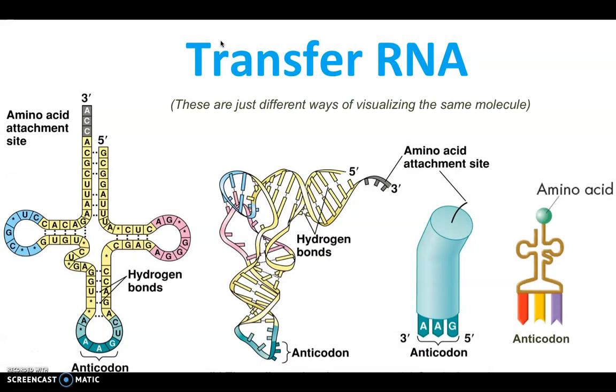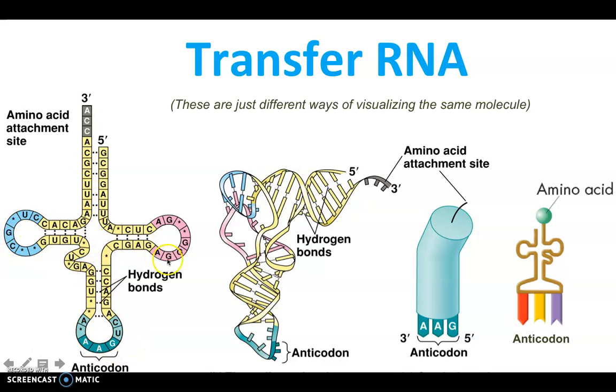All right, so let's introduce translation. One of the big players in translation is going to be this molecule called transfer RNA. We call it tRNA for short. What you can see is a bunch of different ways that we could represent this molecule. So here's the RNA molecule with the A's, U's, C's, and G's right here.